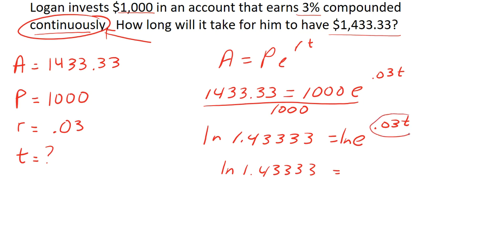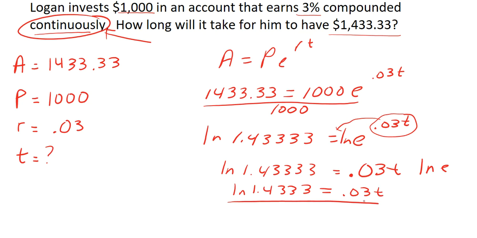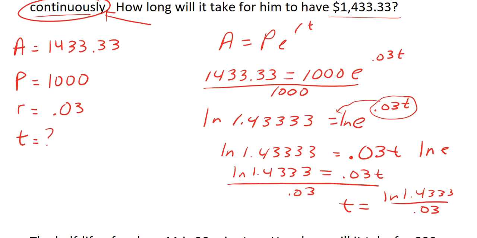You could also take this and drop it down in front because it's an exponent. So by our log laws, we can bring that down. And then ln of e is just 1. And divide by 0.03. And so the exact answer is ln of 1.4333 divided by 0.03. When I do that in the calculator, it comes out as 12. And so we'd say 12 years.